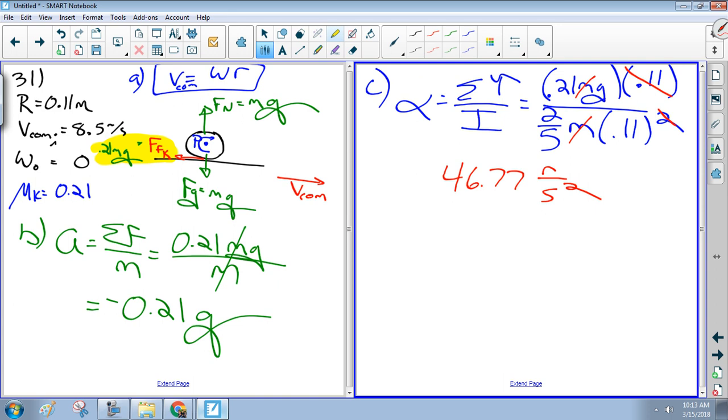Okay, so D, how long does the ball slide? E, how far does the ball slide? F, what is the speed of the ball when smooth rolling begins?